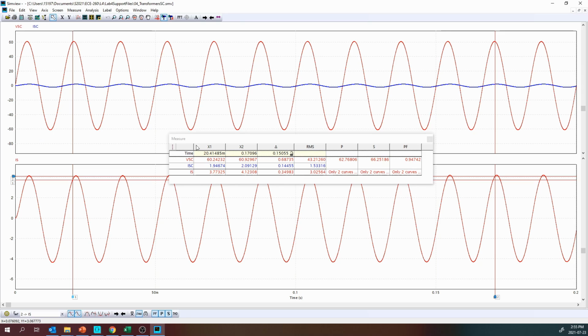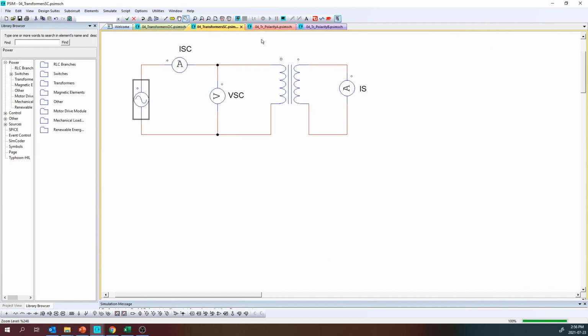So that's all you have to do for the open circuit and short circuit tests. In both cases, of course, you're going to have to collect this power. But in the open circuit test, you don't have to measure any current in the secondary or voltage in the secondary. You just need to have there the VSC and ISC. Now let's move to the other two circuits.